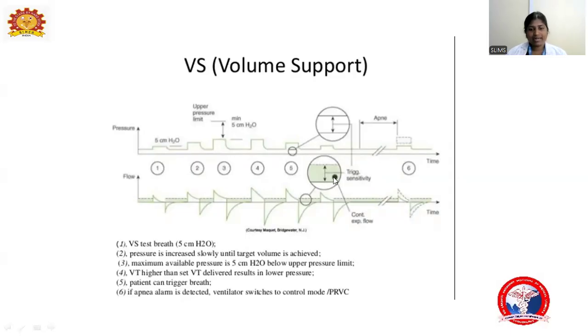So the patient can trigger a breath. If the apnea alarm is detected, the ventilator switches to control mode. That is your PRVC, which is what is shown in this picture. If the test breath is provided and it is not adequate, the pressure will be increased to a maximum of 5 centimeters of water below the upper pressure limit.